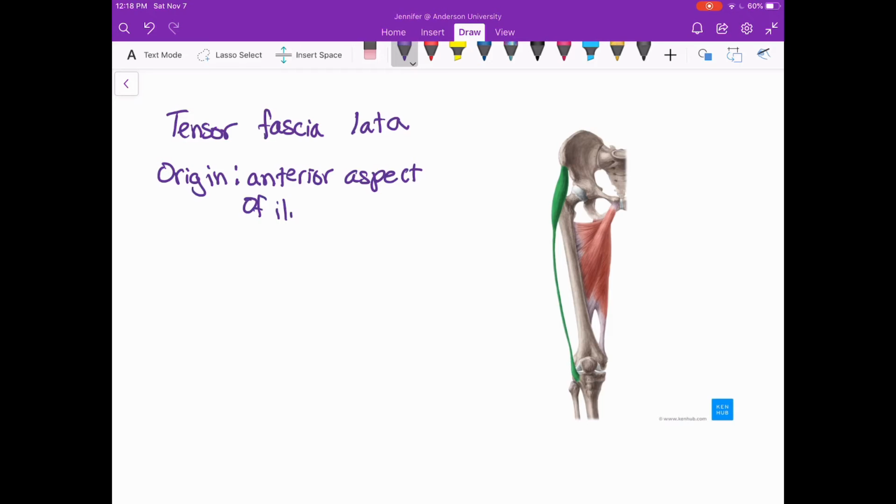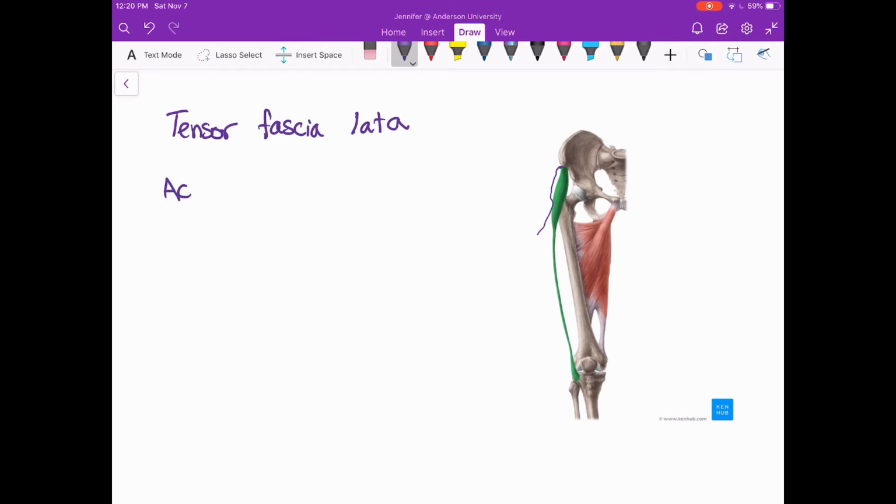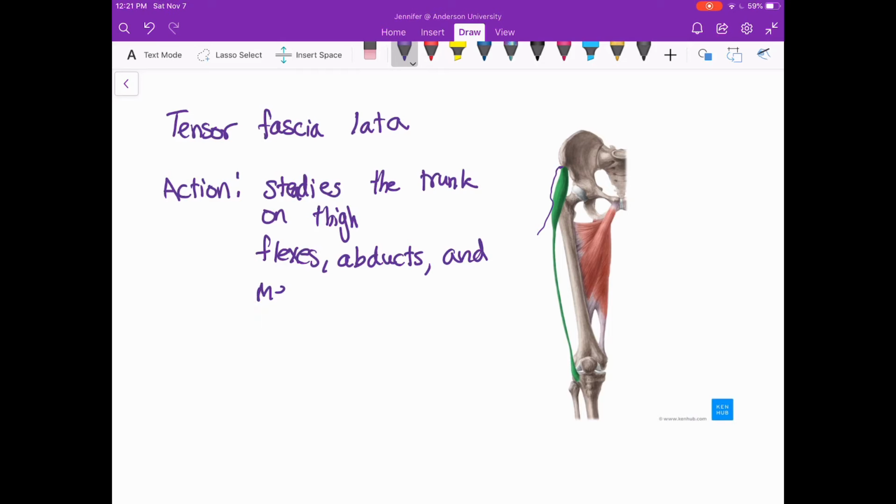The origin is the anterior aspect of the iliac crest and the anterior superior iliac spine. The insertion is the iliotibial tract, which is the lateral portion of the fascia lata. It's often referred to as the IT band. The action for this muscle, it steadies the trunk on the thigh, and it also flexes, abducts, and medially rotates the thigh. So this, even though it doesn't look super large or anything, it's pretty important.